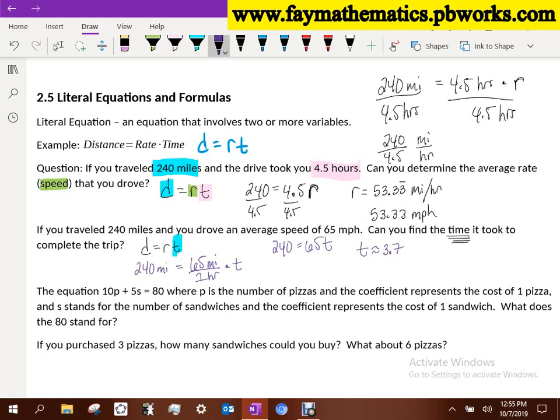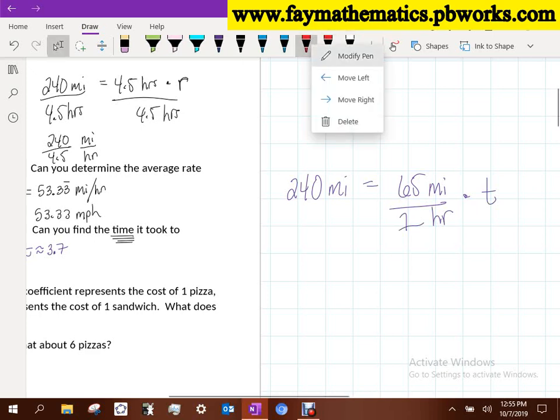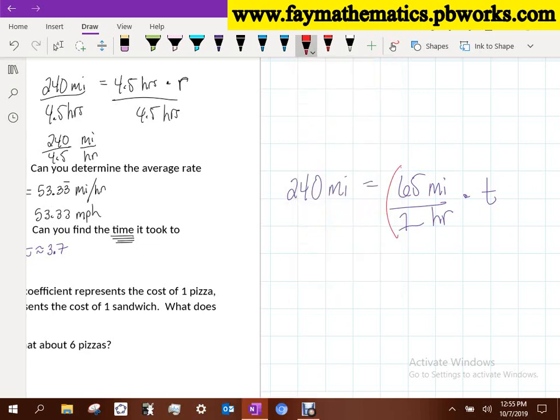But I want to talk about the approach here using this logic. 240 miles was equal to 65 miles per hour times t, right? Now, you guys are perfectly fine dividing by 65. But what if we talked about the same as dividing is multiplying by the what? Reciprocal.